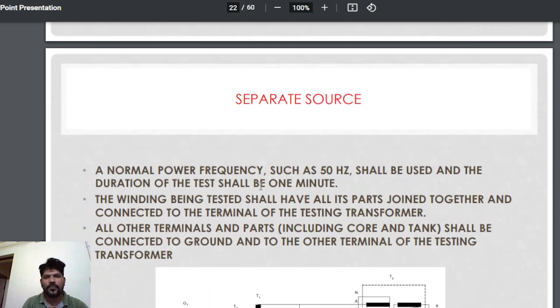A normal power frequency such as 50 Hz shall be used, and the duration of the test shall be 1 minute. Okay, the winding being tested shall have all its parts joined together and connected to the terminal of the testing transformer. All other terminals and parts, including core and tank, shall be connected to ground and to the other terminals of the testing transformer.